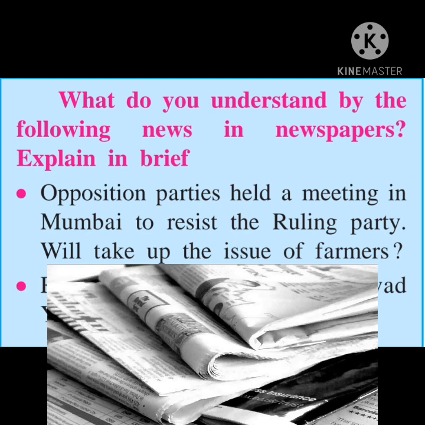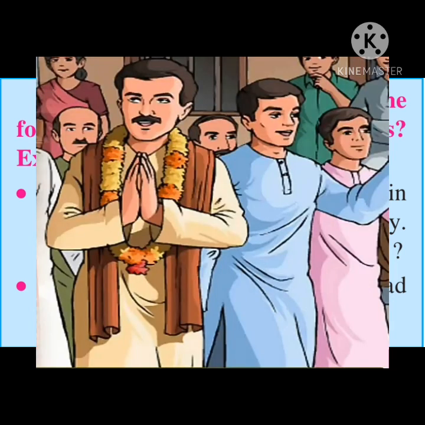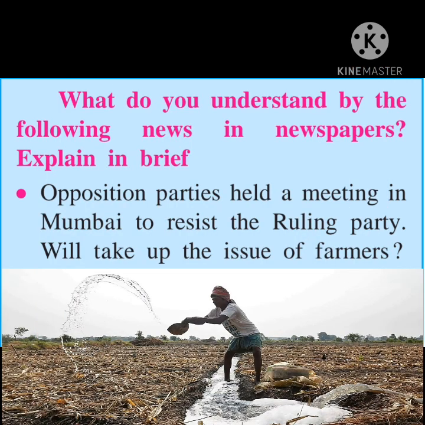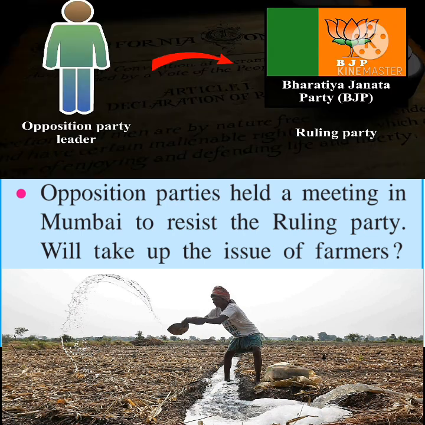So will it take up the issues of farmers? Here, the ruling party promised people before the election to look into the matter of farmers' issues and promised to solve it. But after coming to power, they forgot the welfare of farmers. So opposition parties trapped the government, that is the ruling party, and questioned the negligence of the government. So this news makes us aware of the action taken by the opposition party.